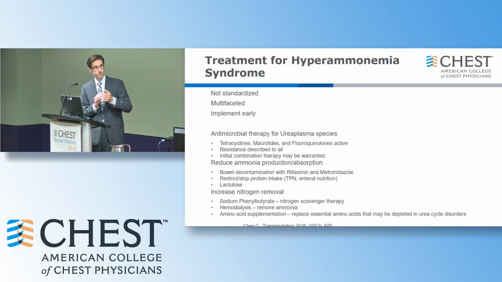And then introducing methods to reduce ammonia production and absorption, sort of typical things that you might do in the ICU. Bowel decontamination with rifaximin and metronidazole is important. Often TPN or enteral nutrition is discontinued to limit protein intake, and lactulose is employed to trap the ammonia in the gut rather than have it absorbed. And then increased nitrogen removal with nitrogen scavenger therapies, dialysis, or amino acid supplementation to replace amino acids that may be depleted in urea cycle disorders.